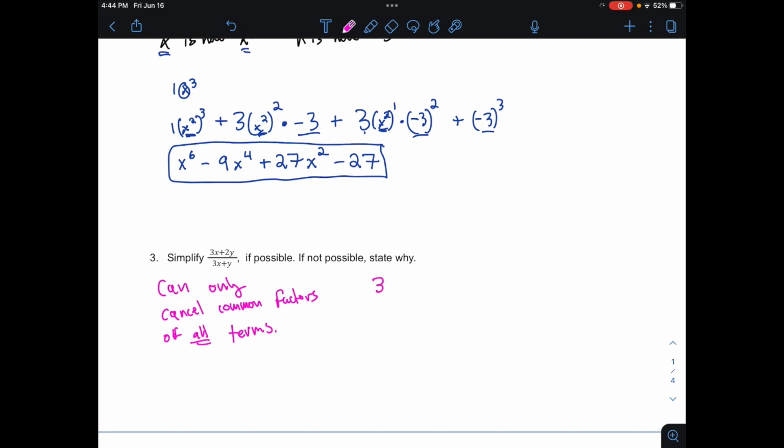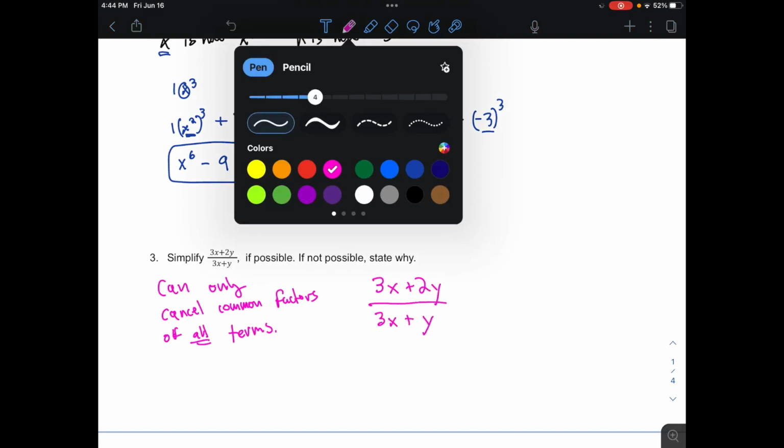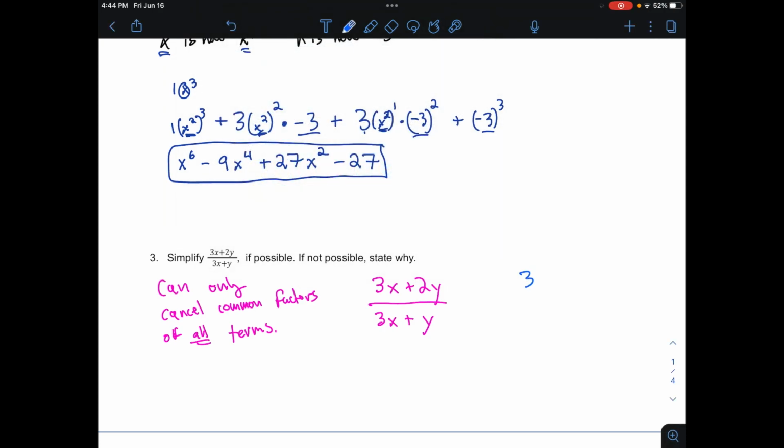I can't cancel the 3x. I can't cancel the y. I can't cancel the x. Can't do anything like that. If, for example, we had maybe 3x plus 2y over 6x plus 4y, well, then I could factor out a 2 here, and then I could say 3x plus 2y over 2 times 3x plus 2y. Now there's a common factor of 3x plus 2y, and I would get 1 over 2.